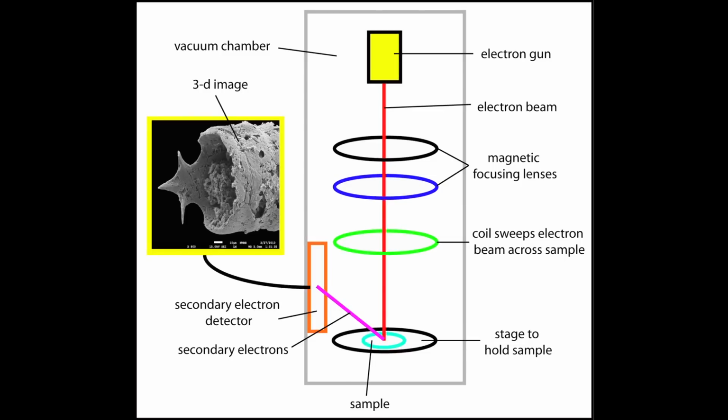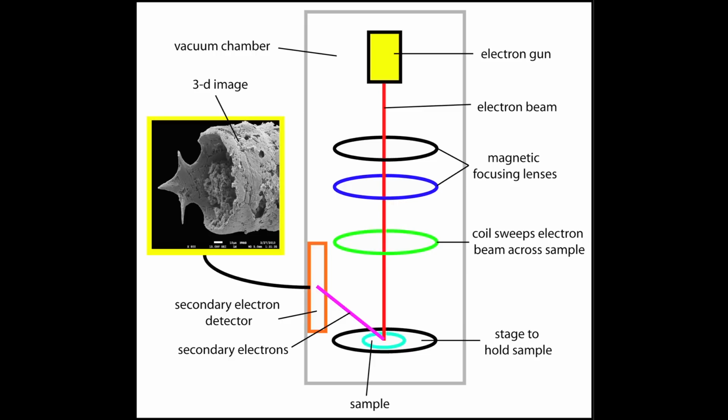And the electron beam is basically just working like a television camera. As it sweeps back and forth across your sample, it's actually knocking electrons off the surface of your sample. And then over on the side of the vacuum chamber is what they call a secondary electron detector, and it detects these electrons as they get knocked off the surface of the sample.